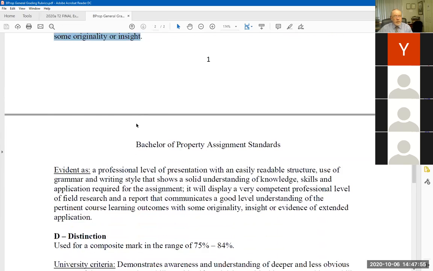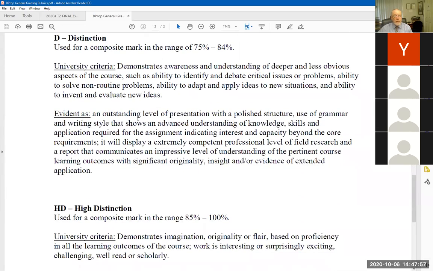We move to a distinction. The university criteria demonstrates awareness or understanding of deeper and less obvious aspects of the course. When they use the word course here, by the way, they really mean unit. There was a terminology change a few years back, and this document comes from 2017, when what we call a unit was being called a course. But to get a distinction, you should have an idea of the less obvious and the deeper issues.